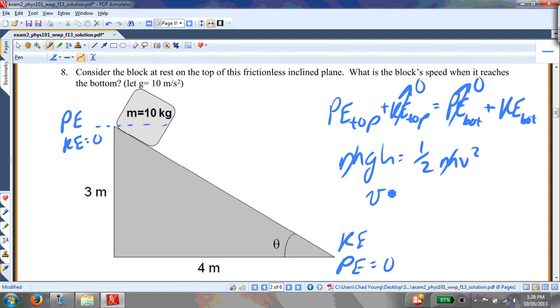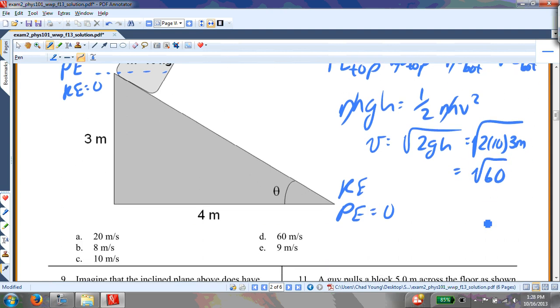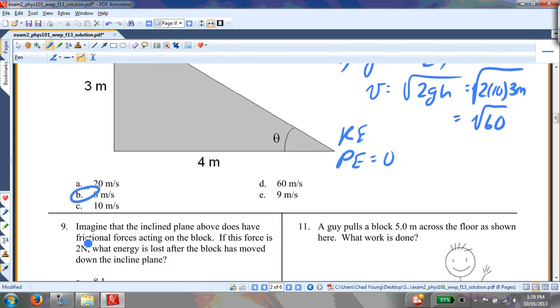Masses cancel. I'm solving for V. That's root 2gh, which is the root of 2 times 10 times the height, which is 3 meters. Square root of 60, which is roughly 8. Yeah, so 8, 7 point something, but it rounds off to 8. All right, so B is the right answer.